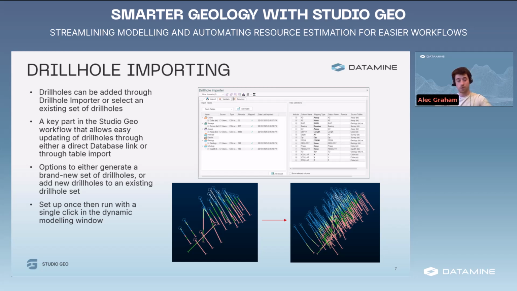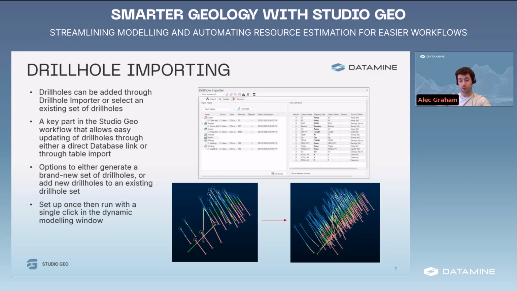Now that we've seen the workflow in its entirety and what we can do with it, I'd like to start moving through each of the different modules and talking a little bit about them. To start, we have our drill hole importer, which you may recognize from Studio RM. It's also present in RM. However, in this case, it's been integrated into this workflow quite seamlessly. We can add our drill holes through the importer. We can also just select a pre-existing set of drill holes as well. So if you do use scripts or you bring your drill holes in a different way, that's okay as well. We can just select the pre-existing drill hole file.